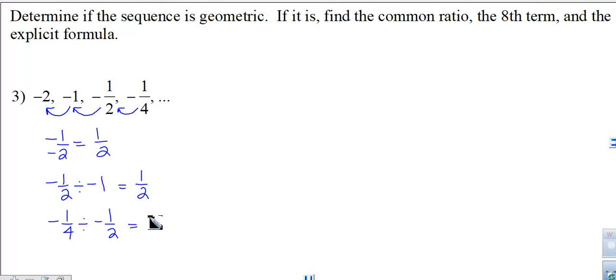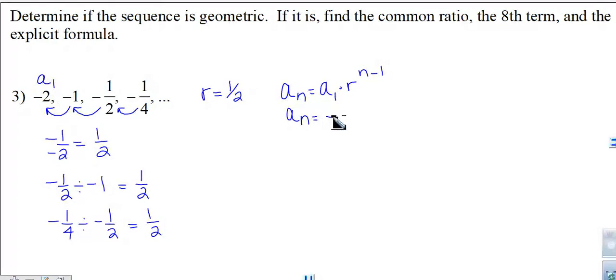So I can see that I have a consistent ratio. R is equal to 1/2. Now it's time to write our explicit formula. I'm going to fill in the a1 and I'll fill in the r. My first term is -2. My ratio is 1/2 and I'm raising it to the n-1 power. Now, the problem asked me to find the 8th term. So just like I did in the last problem, I'm going to take the 8 and I'll replace each of these n's with that number.